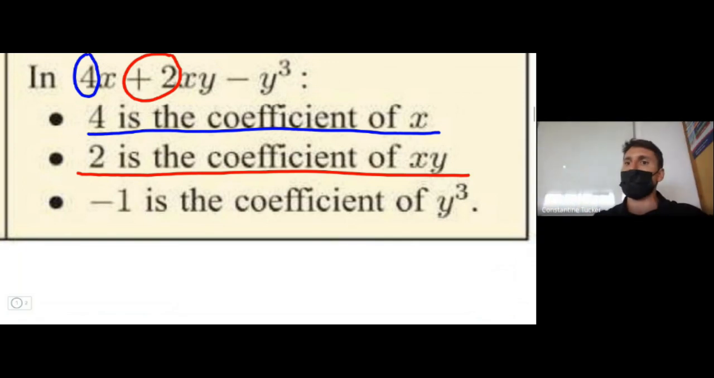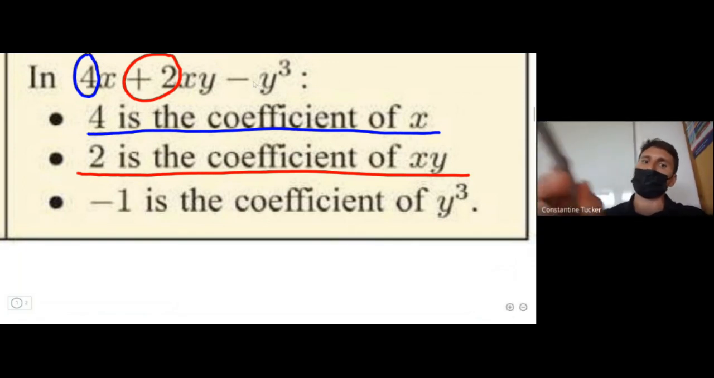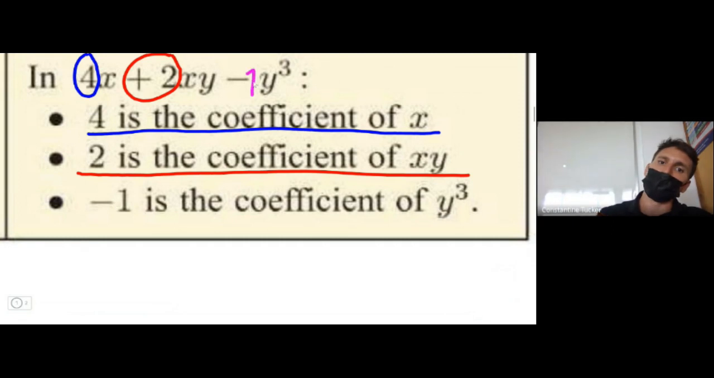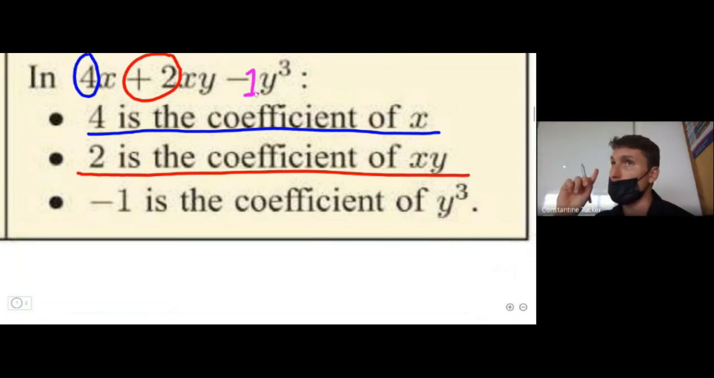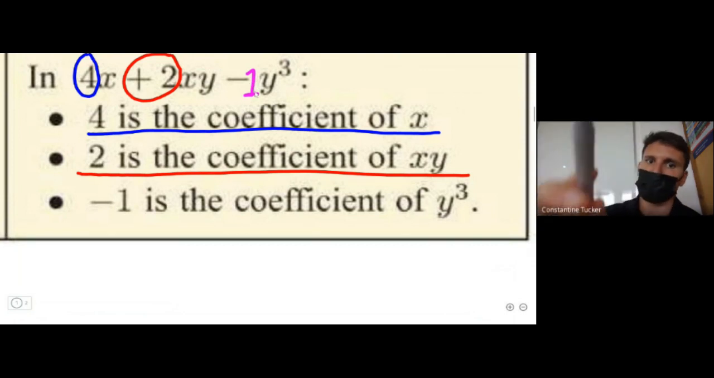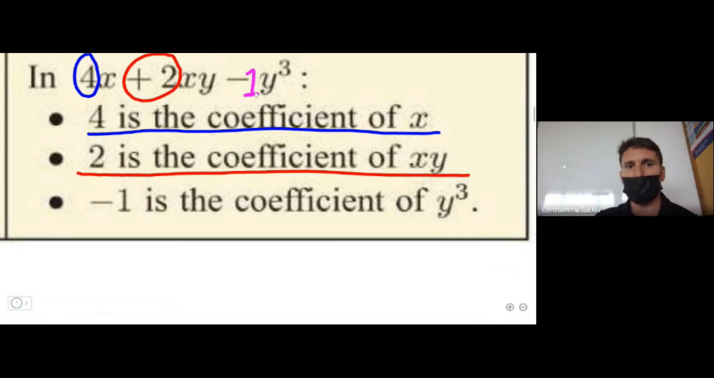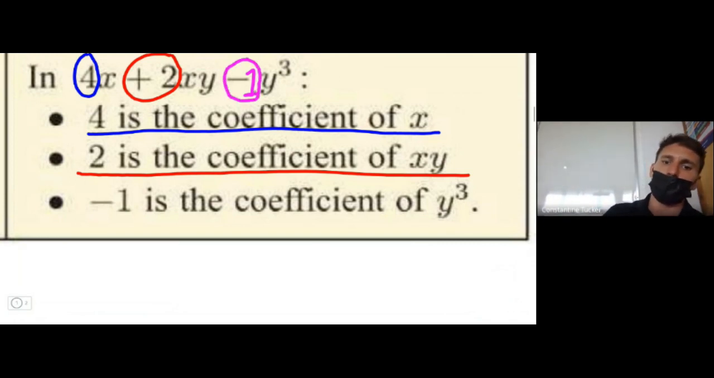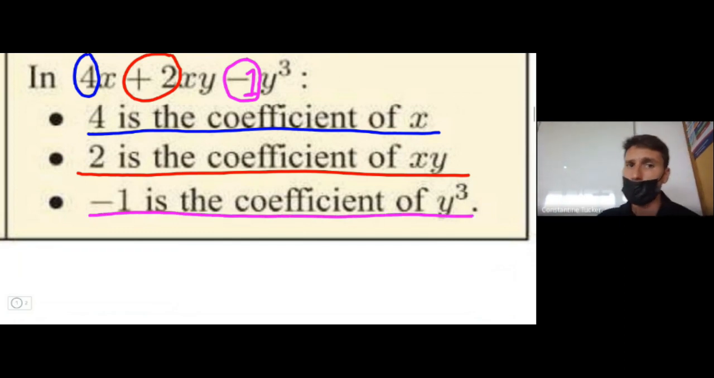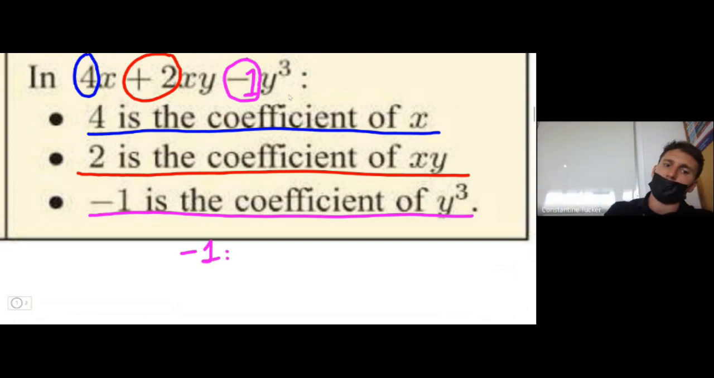And then finally, this would be quite hard to see if you couldn't see this invisible minus 1, which is in front of y cubed. So when there is no number there, it's implied that the invisible one is there, always lurking, hidden in the shadows. So that minus 1 now is actually the coefficient of y cubed. So this one is perhaps a little bit more tricky. Minus 1 is actually invisible. So let me put that there.